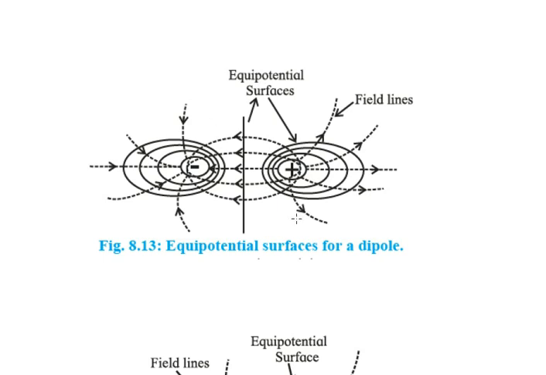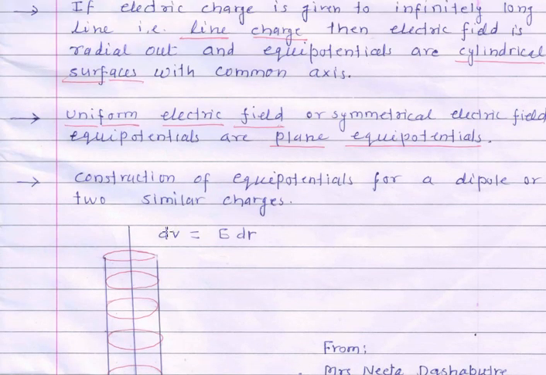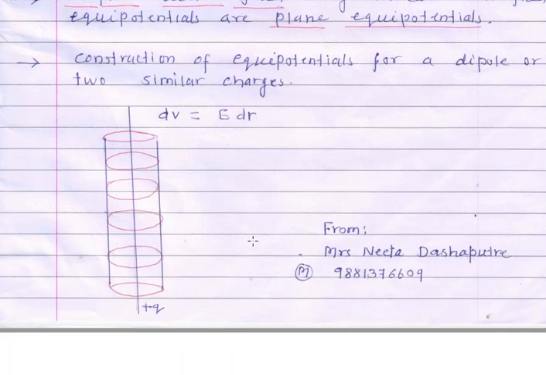Now, to draw the equipotentials around this point, it depends upon the formula dV = E dr. For equal dV, if the electric field is constant, then dr must increase. How is it?